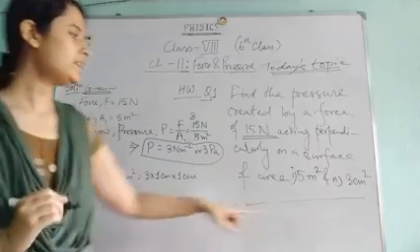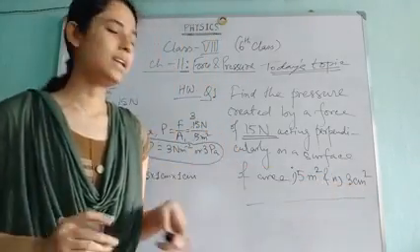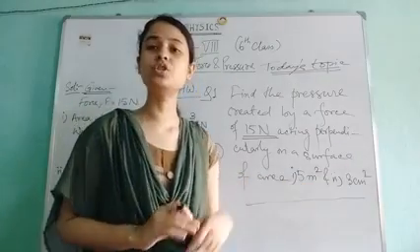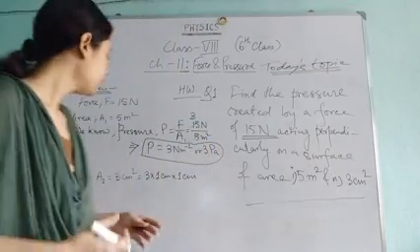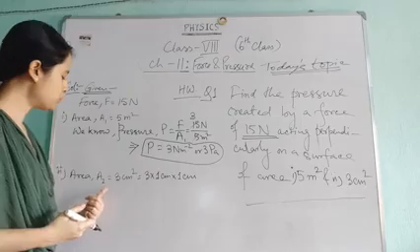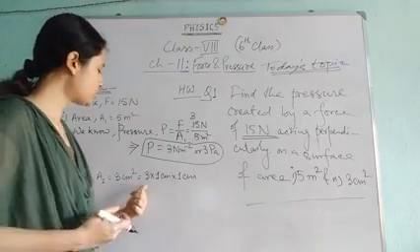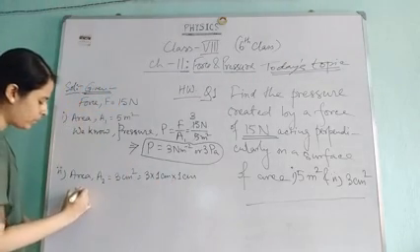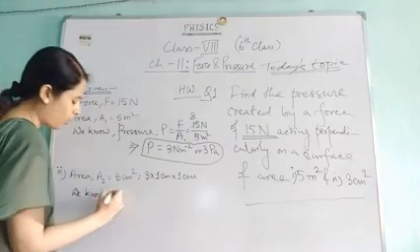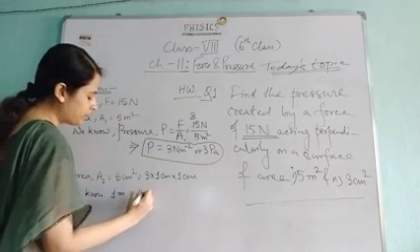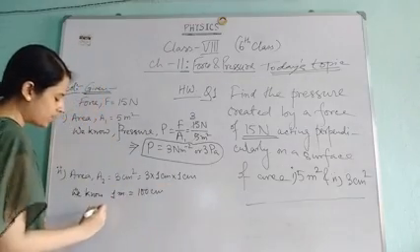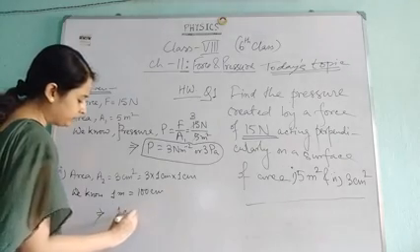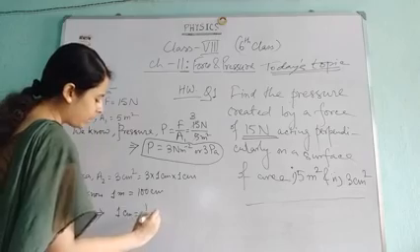Whereas while solving the next one, as you can see, the area is given in centimeter square. So at first we have to change the centimeter into meter. That's why I have written area A2 equals 3 centimeters square equals 3 into 1 centimeter into 1 centimeter. Now what do we know? We know 1 meter equals 100 centimeter. This implies that 1 centimeter equals 1 by 100 meter.